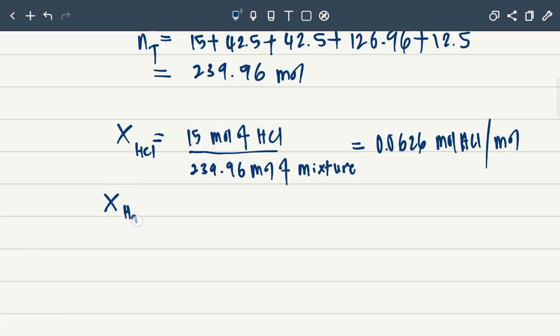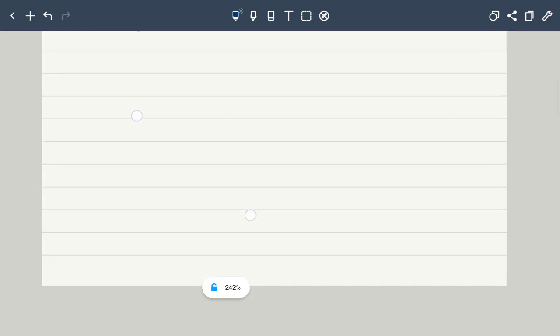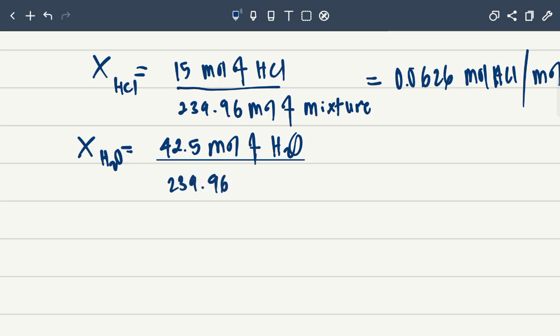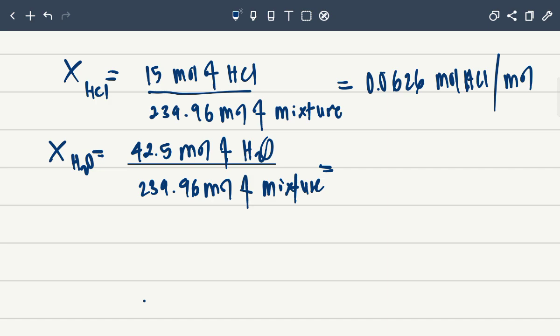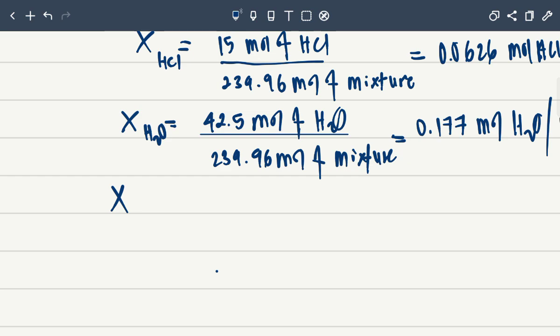H2O, 42.5. Oh, sorry. Okay, dapatlah jawabnya 0.177 mol H2O over mol. Okay, next. Nak cari untuk apa pula ya?